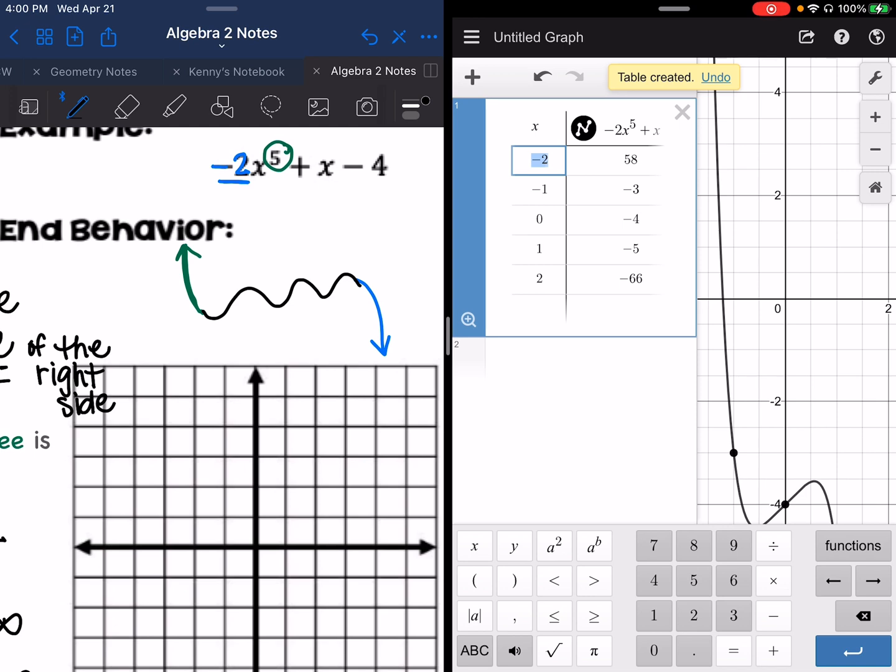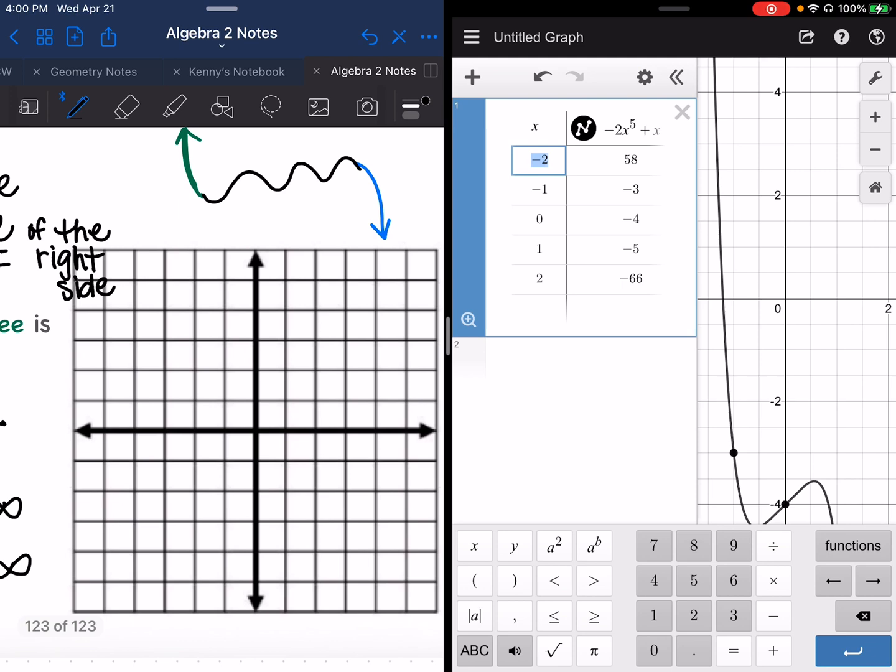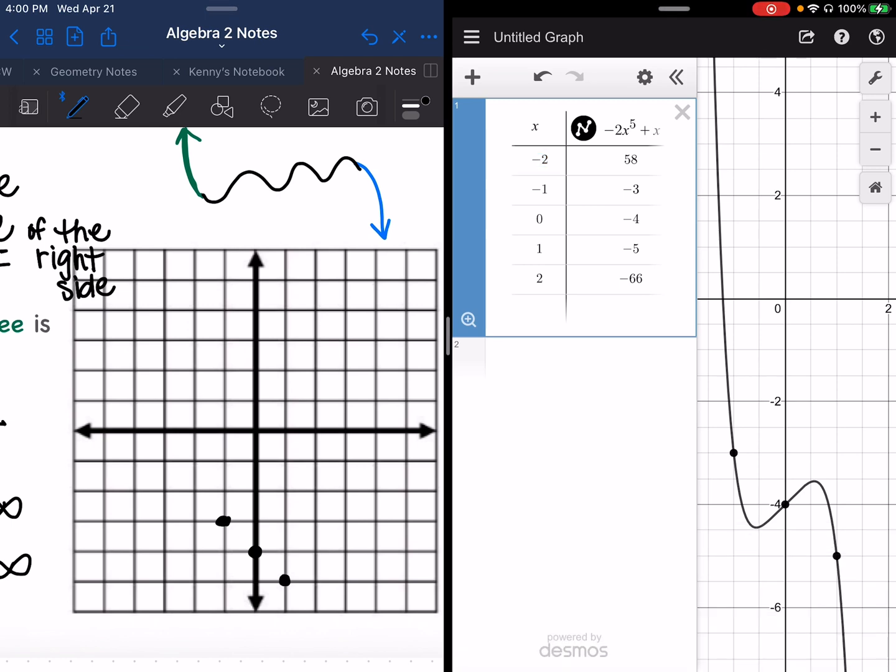Let's go ahead and grab some points. -1, -3, 1, 2, 3, 0, -4, and 1, -5. And I'm going to take a look at what my graph looks like. Okay, so it's going to come down, and then it's going to do this, and then it's going to do that, and then it's going to do this. There we go.